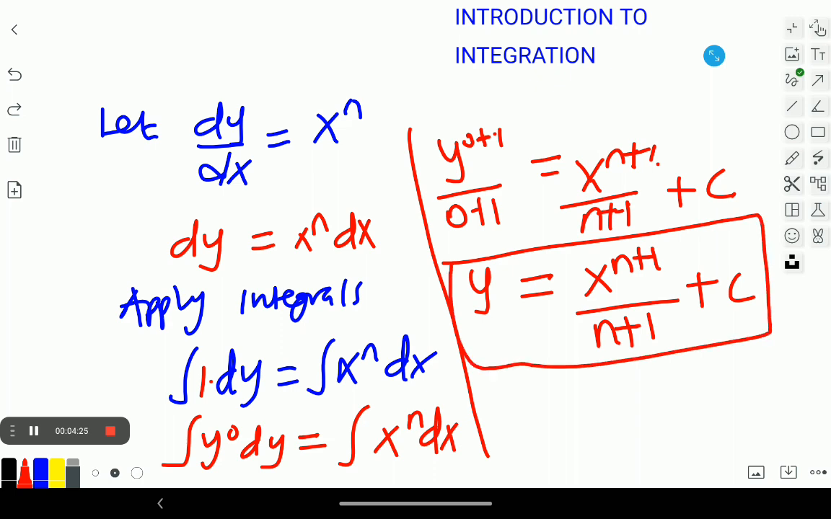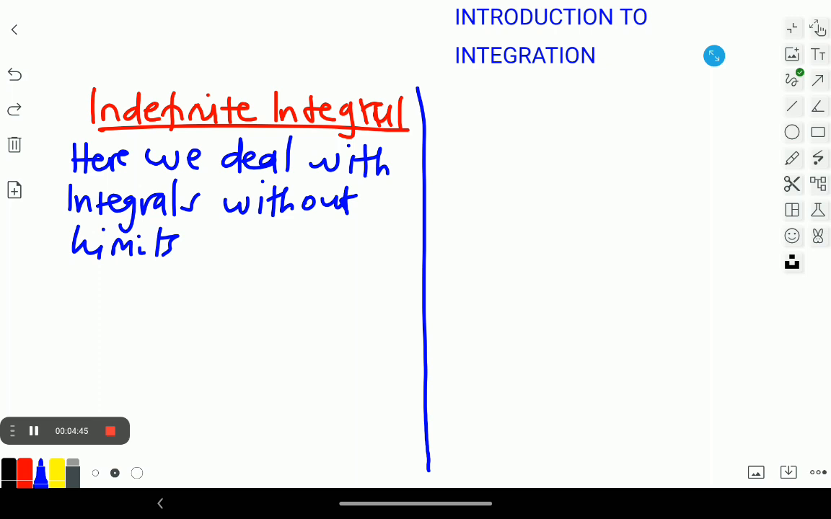So this formula can also be used under differential equations. Okay, with that we shall be able to do some derivations more than this. In the next step, the first one is indefinite integrals. Here we deal with integrals without limits. What do we mean by limits? Something like the integral from, maybe, a to b. Those are what we call limits. But for indefinite integrals, we don't have limits.